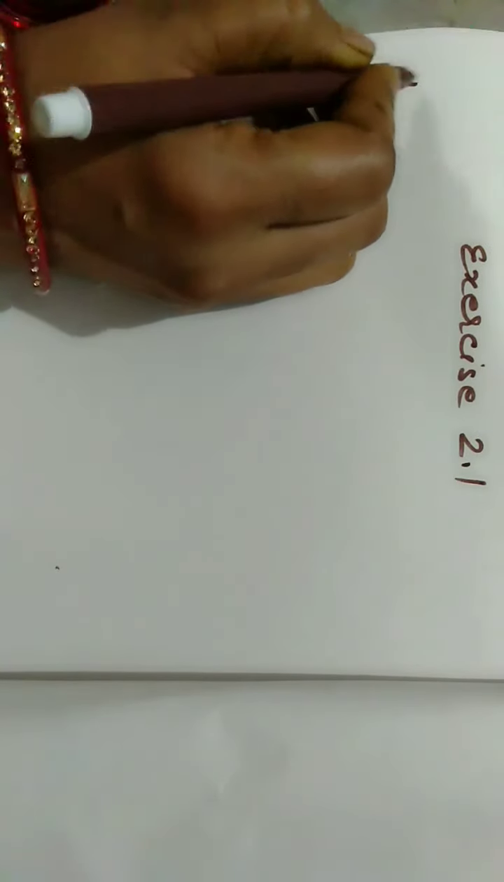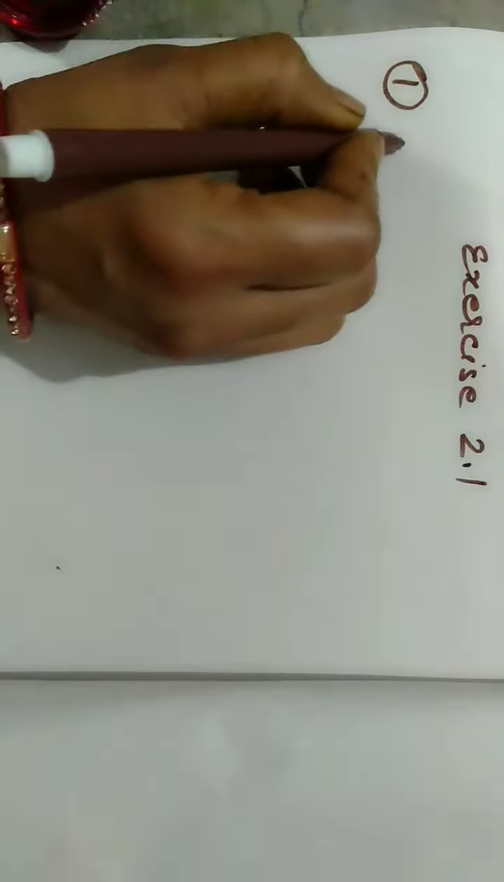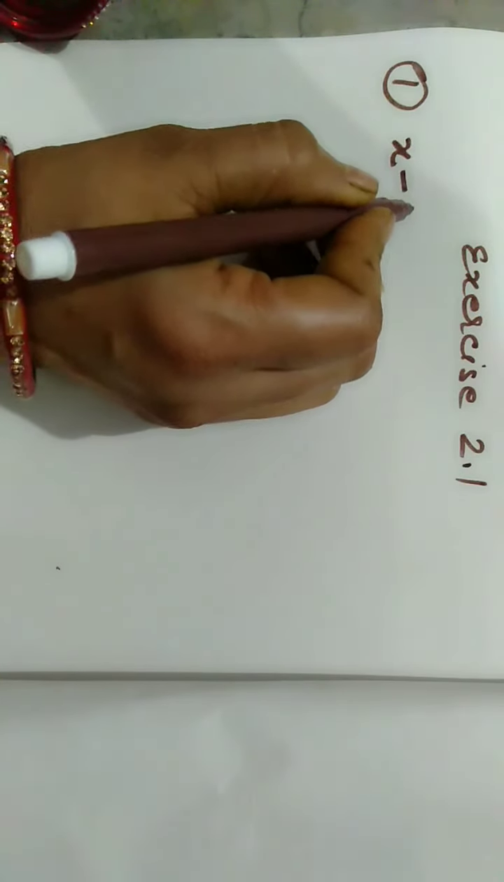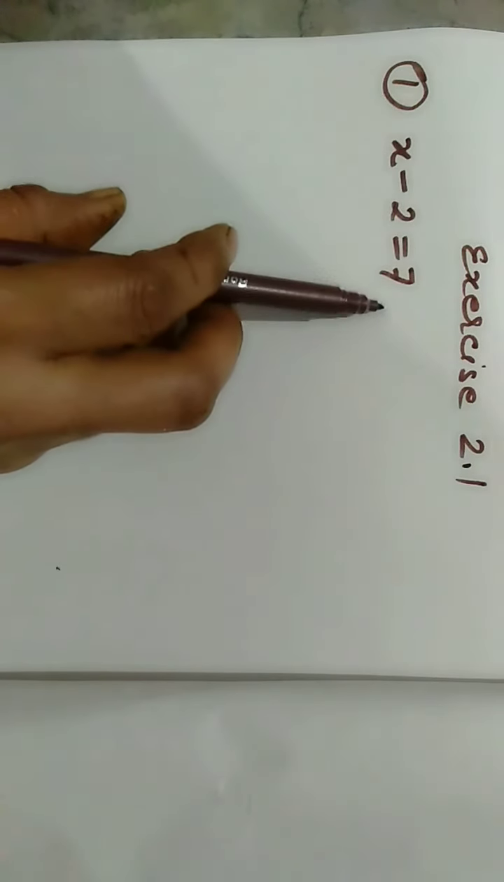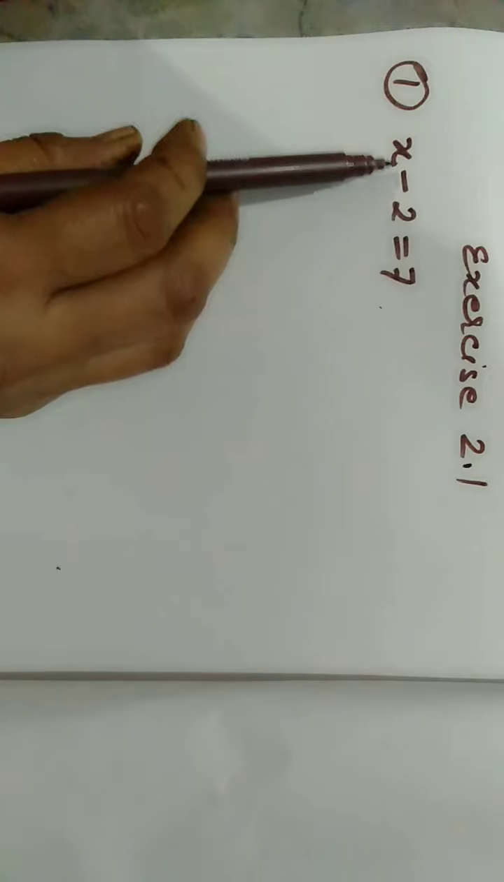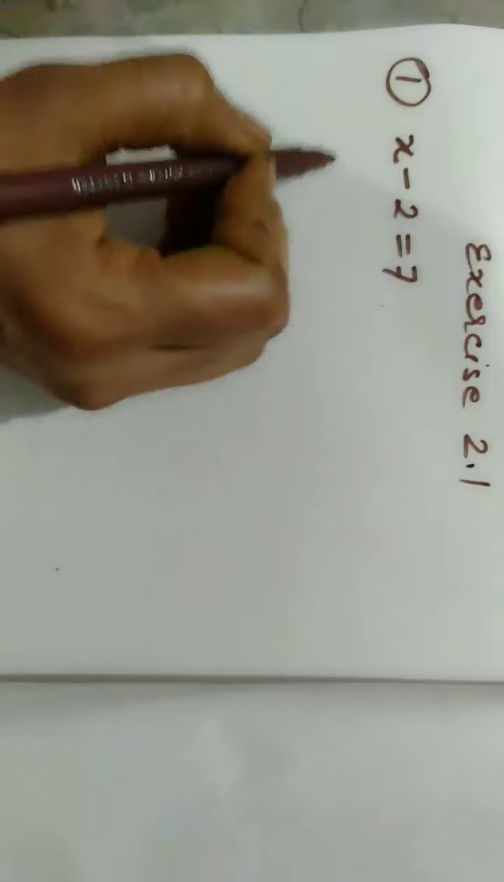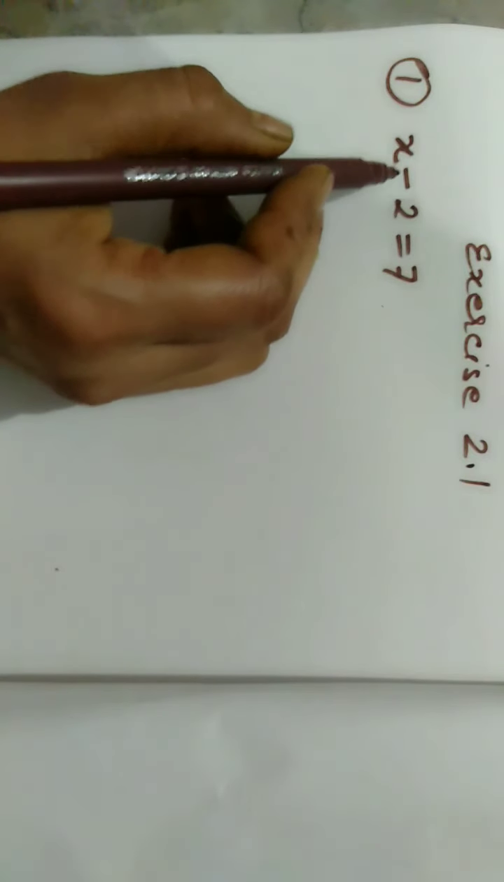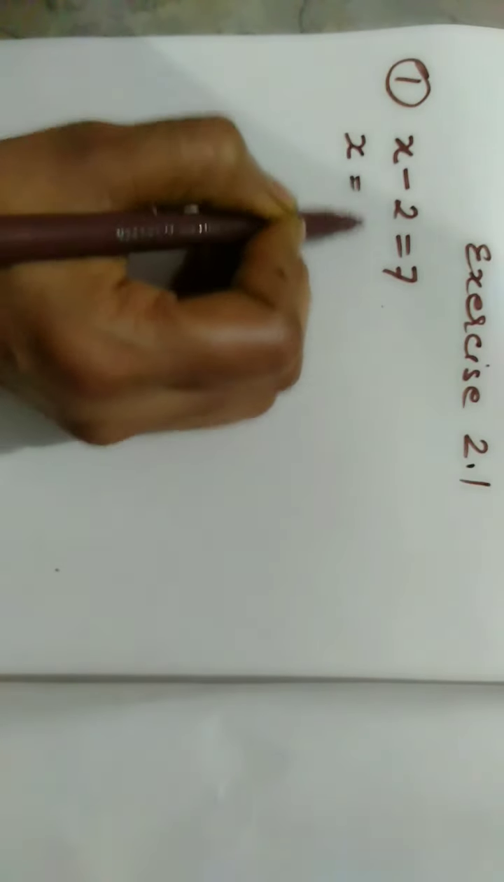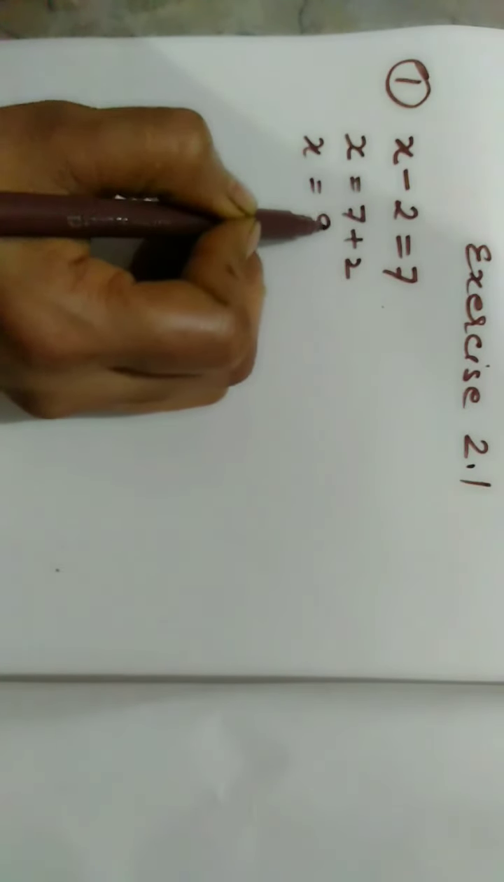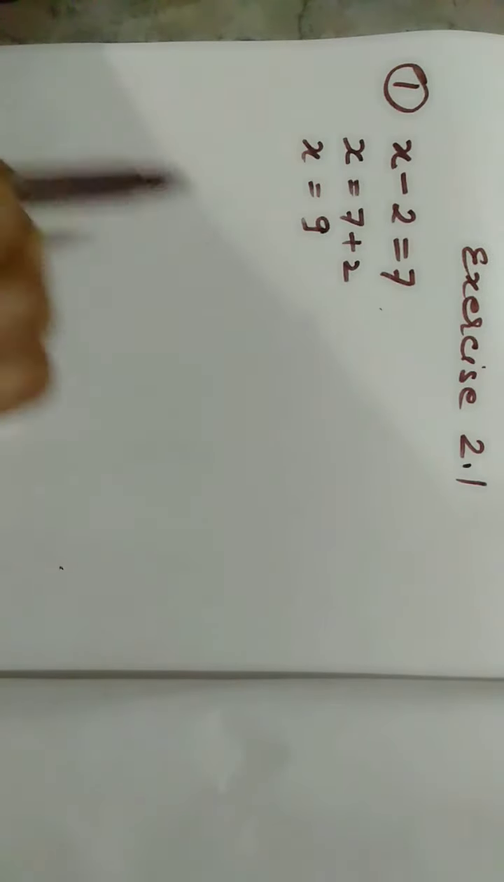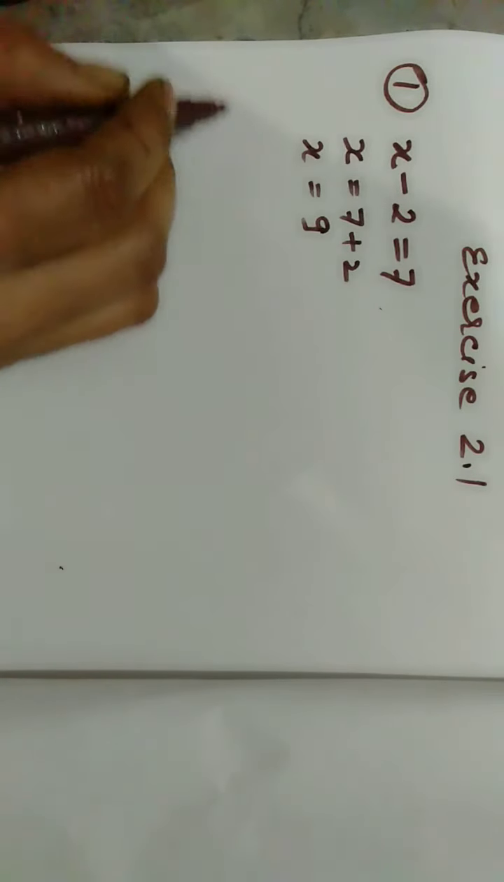Now let us solve exercise 2.1, some of the questions, and the rest you try to solve by yourself. The first question is x minus 2 is equal to 7. Here 2 is subtracted. So we just transfer this 2 to the right hand side, and since it is subtracted here, on the right hand side it will be added. So x is equal to 7 plus 2. That is, x is equal to 9.